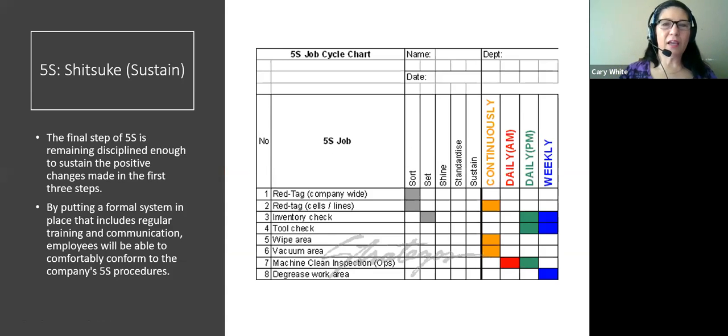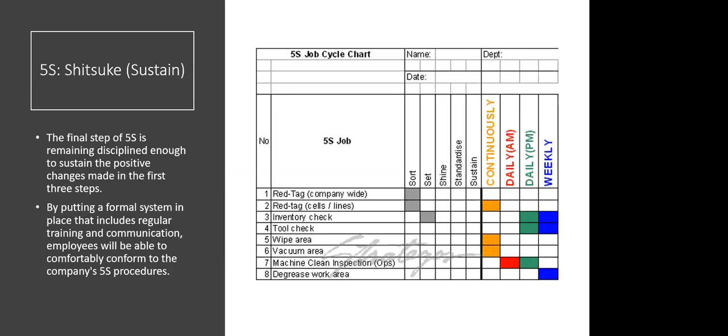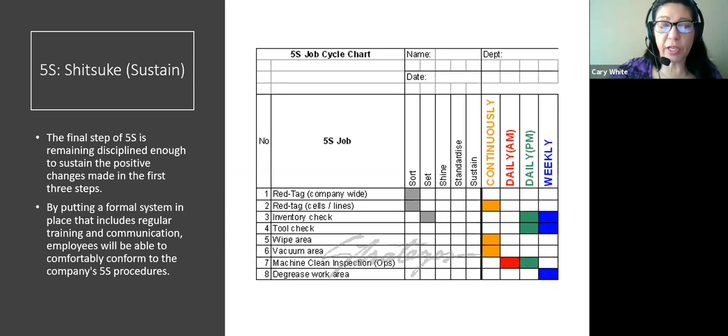This is part of the sustain piece. If you're going to 5S something, as part of your project or part of just your daily work life, you need to set some sort of audit in place. And this is just a sample sheet of the different things that need to be checked. This is what we're checking. This is who's doing it. This is how often it's done.